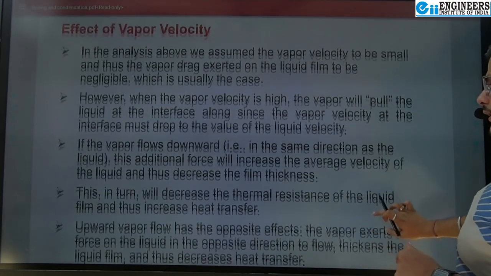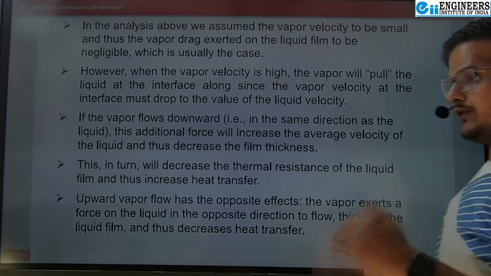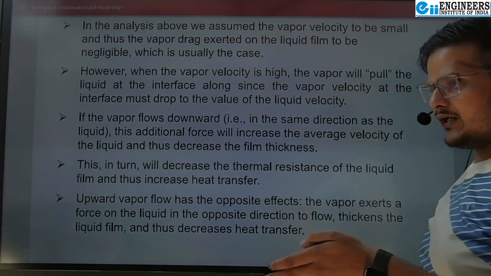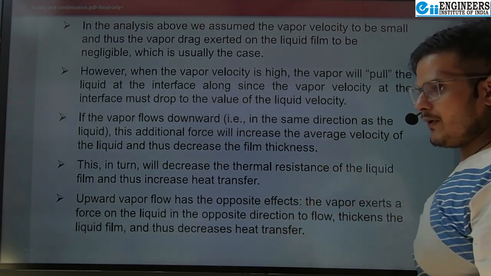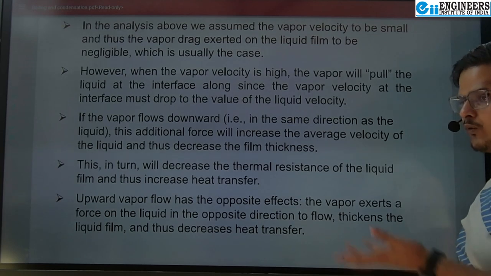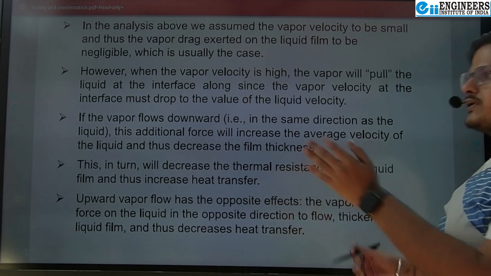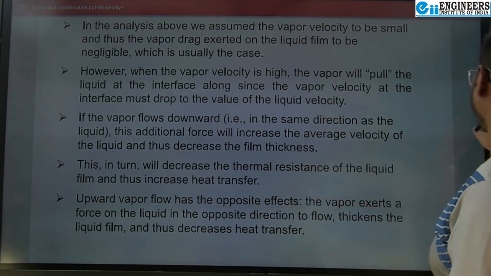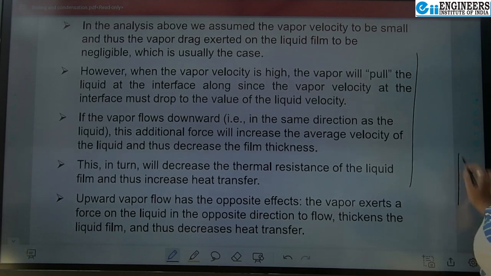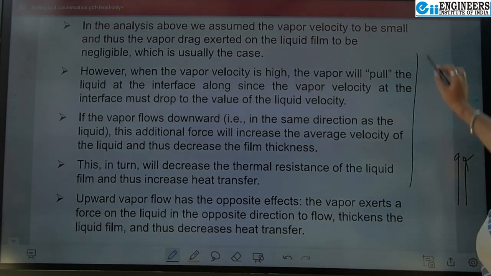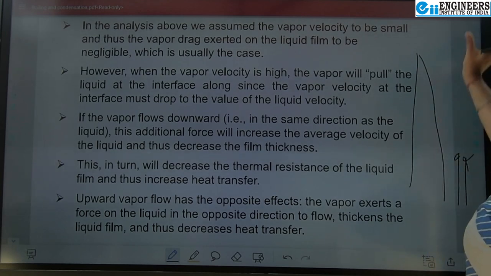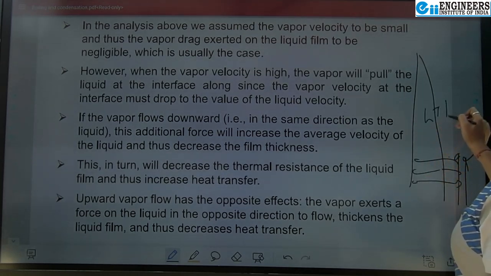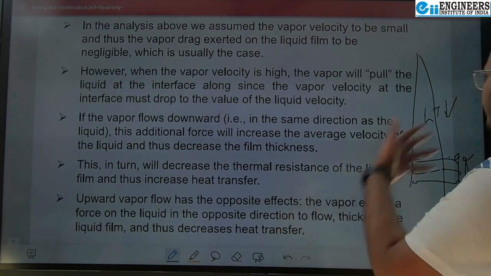And if the thickness is reduced, the thermal resistance of the liquid film will also reduce. Suppose the film is forming in the downward direction but the vapor is going up, then what will happen? The vapor will exert a force on the liquid in the opposite direction. When the force is exerted, the film thickness will increase. This will decrease the heat transfer. That means if this is the plate and vapor is flowing in this direction and the film is forming here, this will push the layer and try to widen it. The more it widens, the more the decrease in heat transfer will take place.